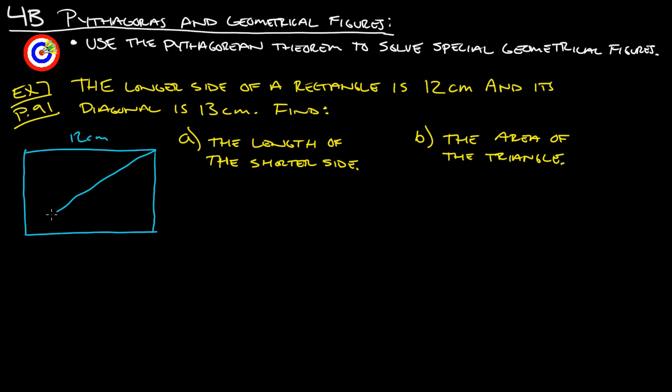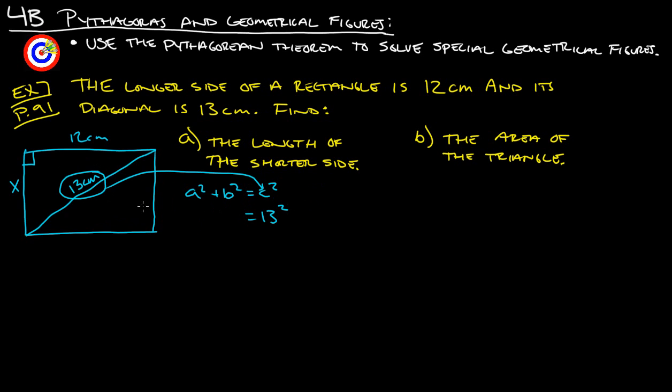Okay, let's see if I can draw a diagonal. That's not too bad, comparatively. And we know that the diagonal is 13 centimeters. Find the length of the shorter side. So we have to figure out what this piece over here is, right? Now again, for a rectangle, the important part to remember is that that's a right angle. So with that we can use a squared plus b squared equals c squared, right? The important part here is that the 13 has got to go in for the hypotenuse.